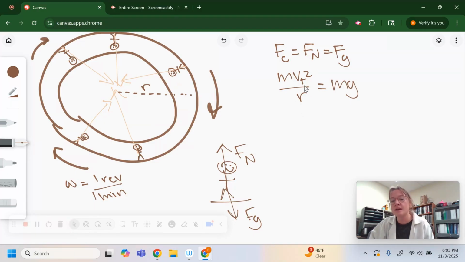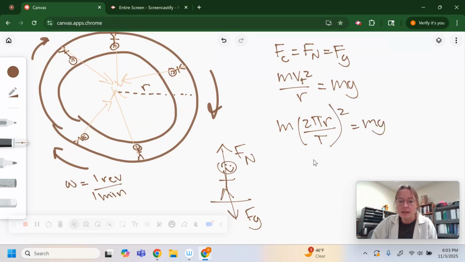Now, a lot of students would say, okay, fantastic, now let's rearrange and solve for r, but here's the problem. There's actually a secret r that is hidden inside of this velocity equation. Take a look. If you've got tangential speed here, well, that's going to be 2 pi r, there it is, all over t.